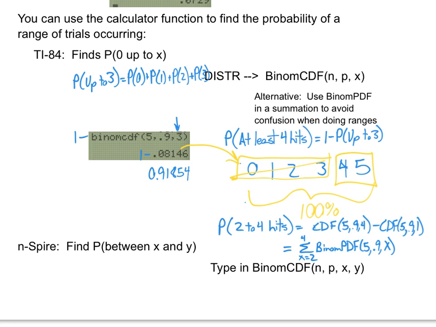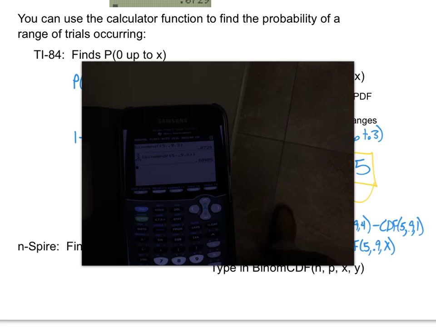Just to be clear, the 83 can't do that, right? Or, the 83 can, but you have to go to second list and sum, and then sequence, and then put in your binomial PDF, and be really, really careful. So it's possible, but I think doing it the other way is just easier in that case. And that's where maybe for the exam, borrow an 84, because it's similar enough to the 83. It's not going to mess you up. Yeah, that might be better.